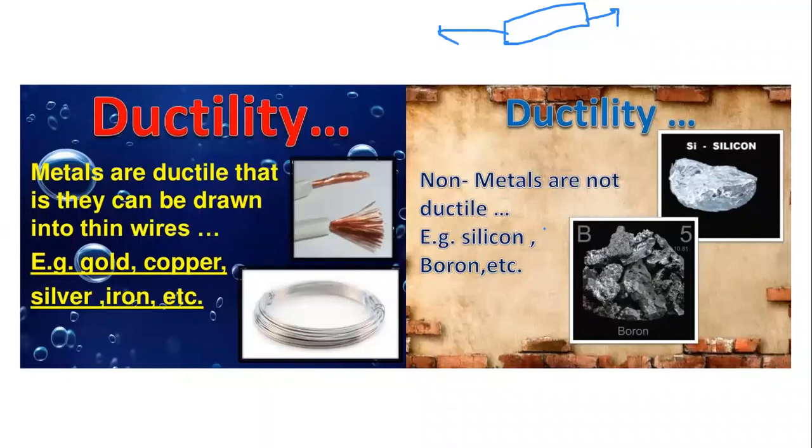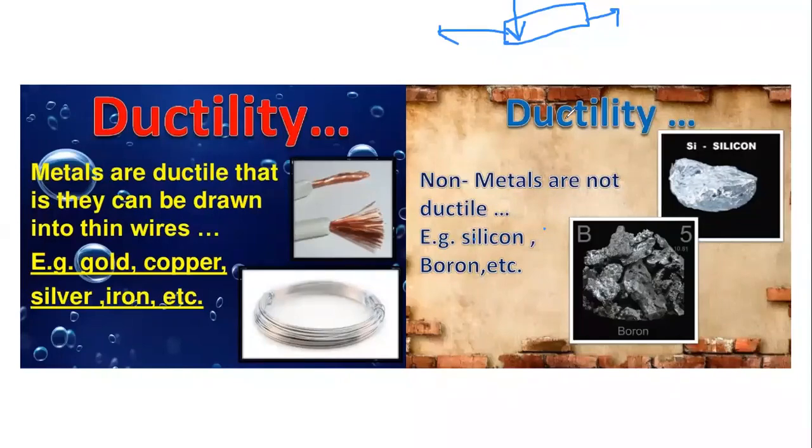So metals are ductile and non-metals are non-ductile. What will happen if I hammer this? If I start applying force here on the metal piece, what will happen? It will flatten. This property by which it flattens is known as ductility. Sorry, malleability.